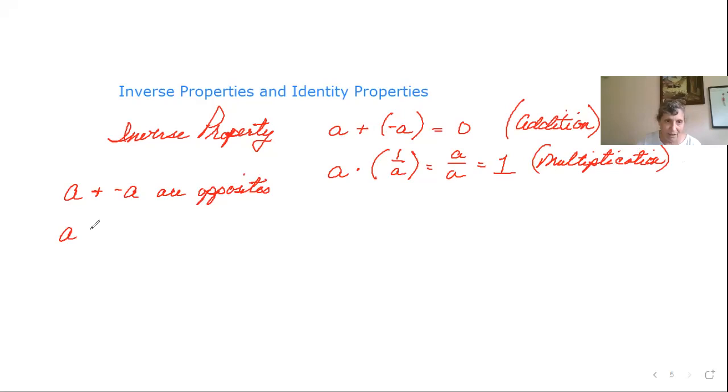When you multiply reciprocals, when you put 1 over that, or when you flip a fraction over from, say, 2/3 to 3/2, these are called reciprocals. When you add opposites, you get 0. When you multiply reciprocals, you get 1.